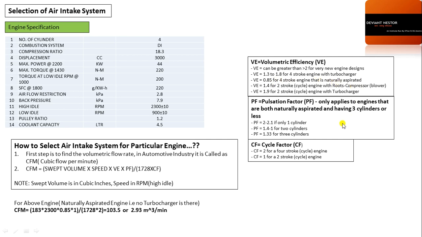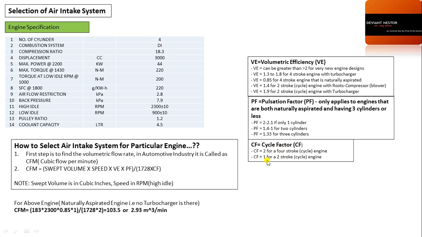Pulsation factor applies only to engines which are both naturally aspirated and have 3 cylinders or less. If you have a 4-cylinder engine, you will use a pulsation factor of 1. Otherwise, the pulsation factor is 2 to 2.1 for 1 cylinder, 1.4 to 1 for 2 cylinders, and 1.3 for 3 cylinders. But in our situation the number of cylinders is 4, so the pulsation factor will be taken as 1.